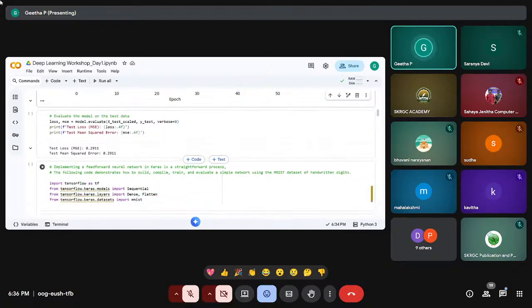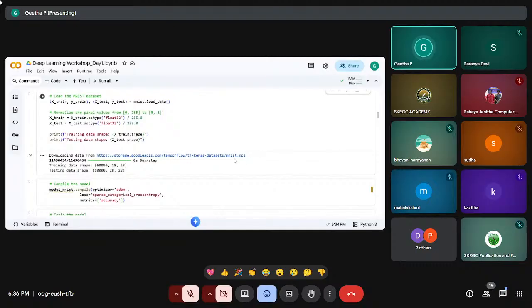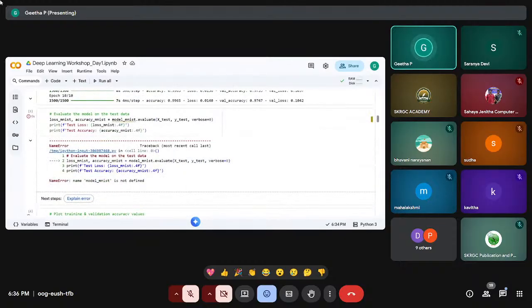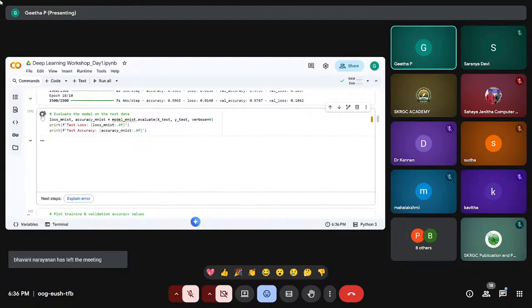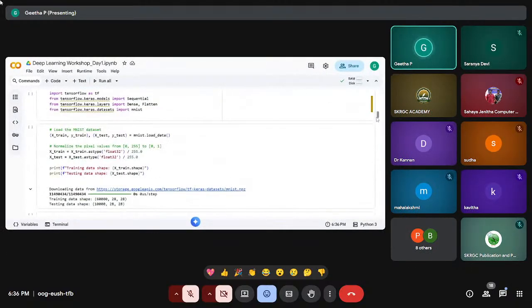This could be the first application of a feed-forward neural network. And the second one is we can have the MNIST dataset for identification of handwritten digits. Similarly, we can work with handwritten images. So for that we can load the MNIST dataset, and after that we can build the model and train the model. And after training the model you have to evaluate the model, and we will execute it one by one.